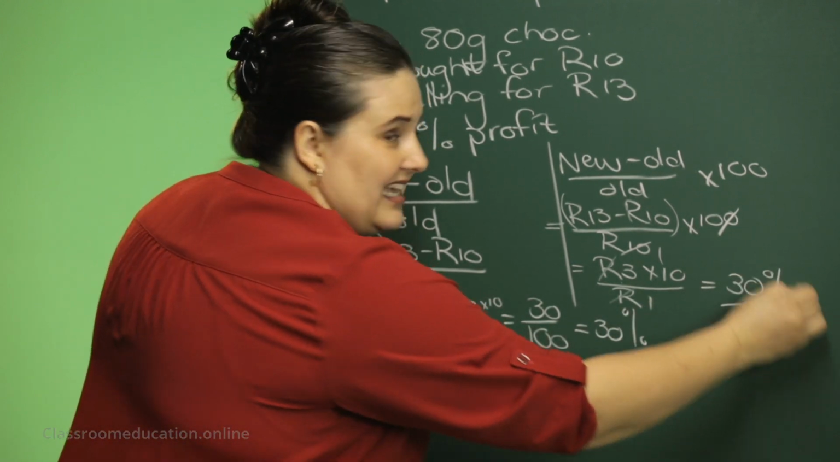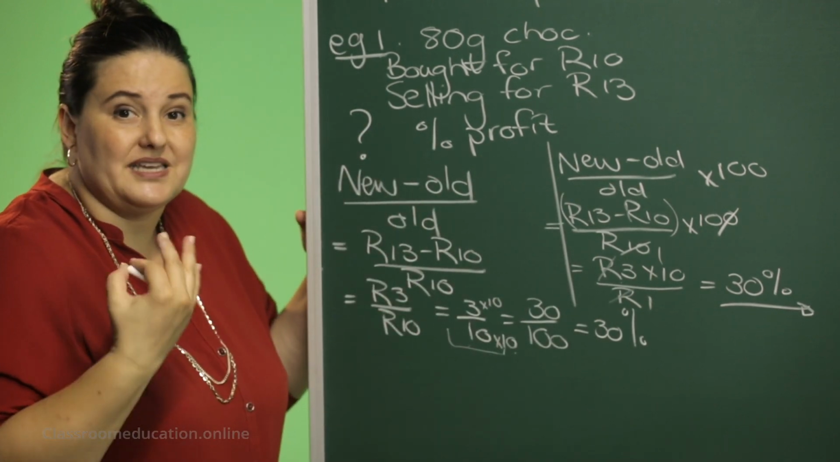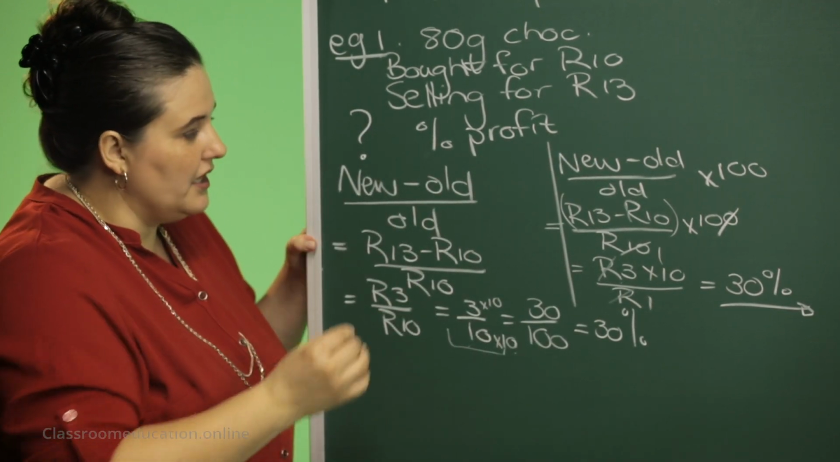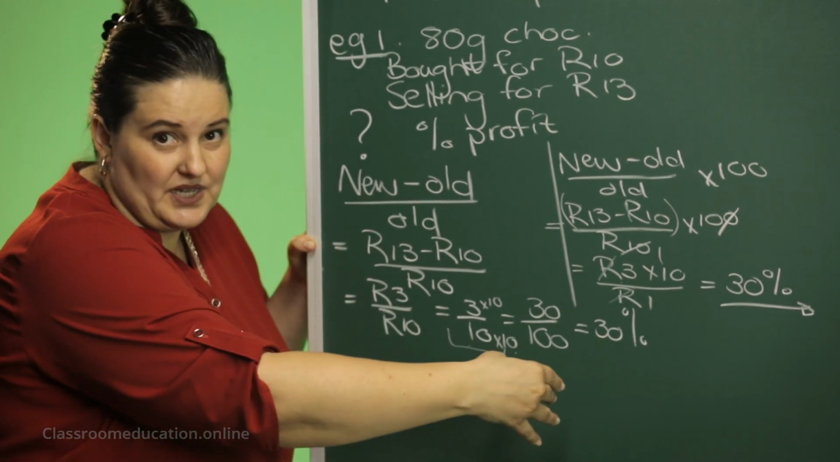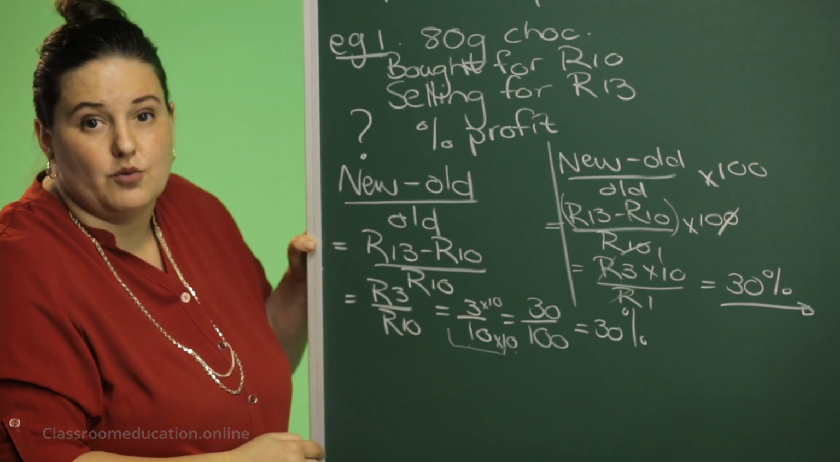So do not get confused. Sometimes it might be easier or more understandable if you do it like this and then change your answer to a percentage. Then you can keep track of what you are doing.